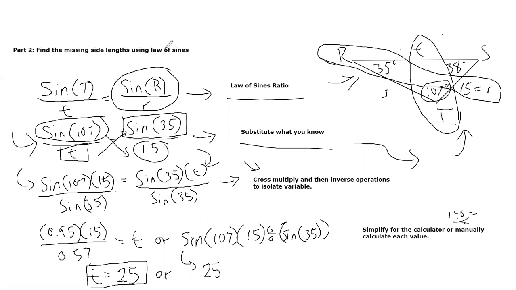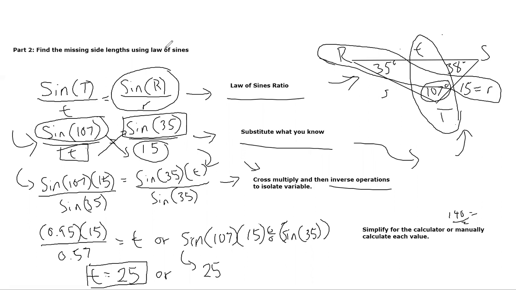The equal sign is still in between them, and one of them is going to end up on one side of the equation, and the other one's going to end up on the other side. Then I combine inverse operations to isolate the variable. What that means is I don't know what t is, which means I can't multiply it by sine 35, but I can get rid of it.